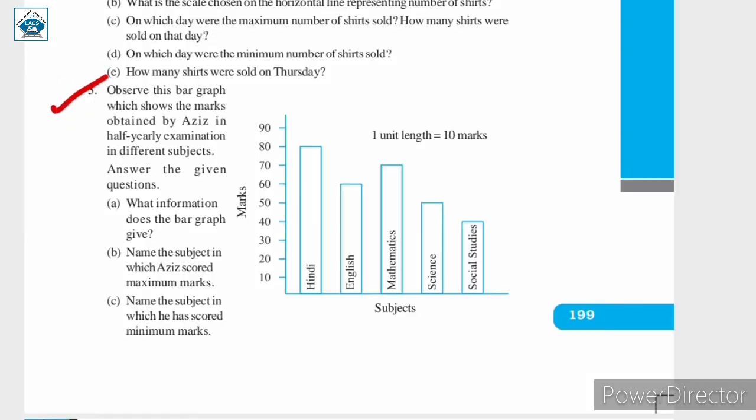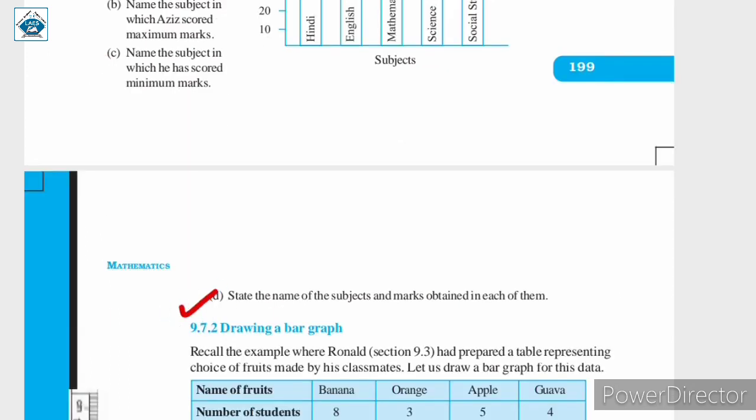Question number 3. Observe this bar graph which shows the marks obtained by Aziz in half-yearly examination in different subjects. Answer the given questions. A. What information does the bar graph give? B. Name the subject in which Aziz scored maximum marks. C. Name the subject in which he has scored minimum marks. D. State the name of the subject and marks obtained in each of them.